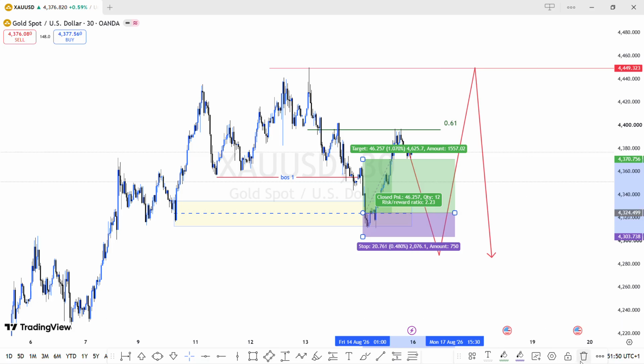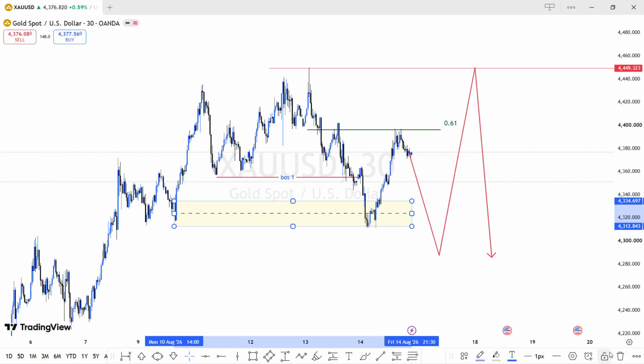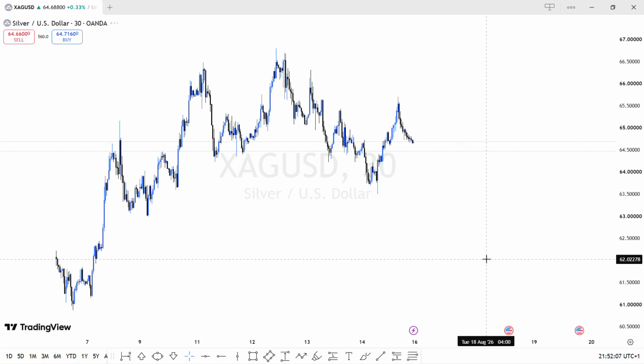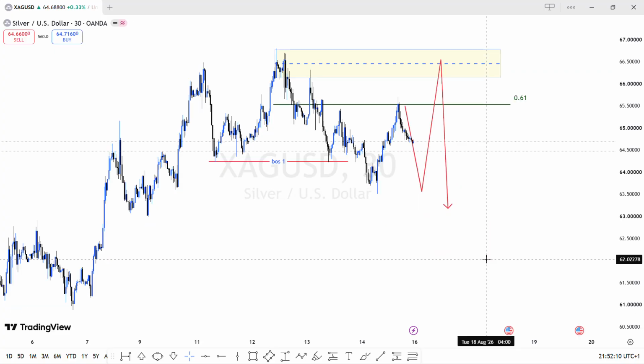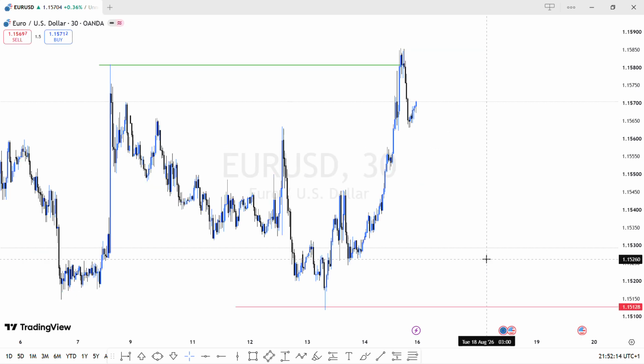This week I'm expecting XAU USD to either continue going bullish, which means it should get to this point, or it should break structure and pull back to our area of interest. Then we sell. Same thing as XAG USD. So guys, this is what I have this week for the financial market. This is what I'm looking for.